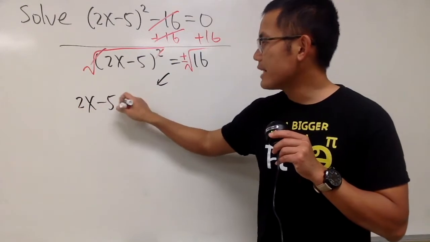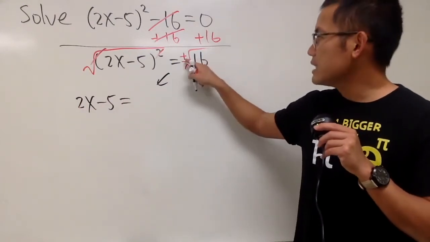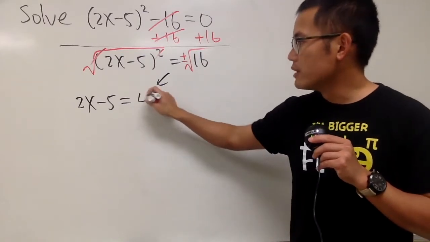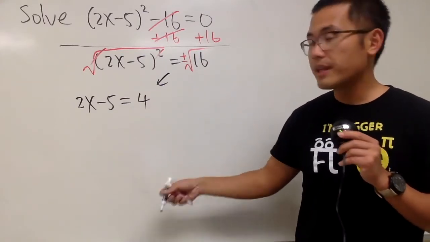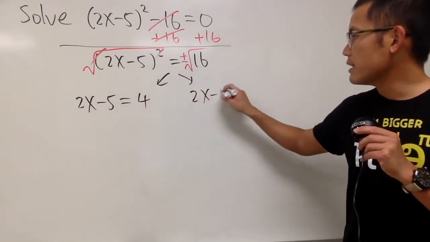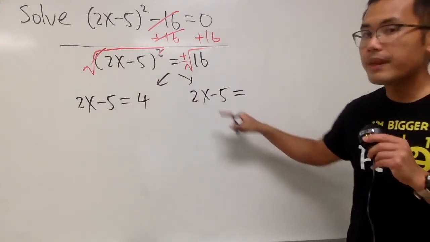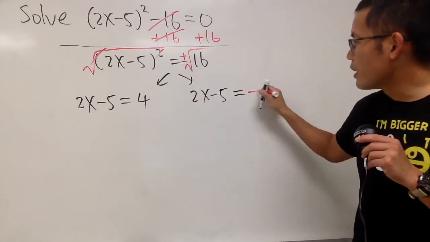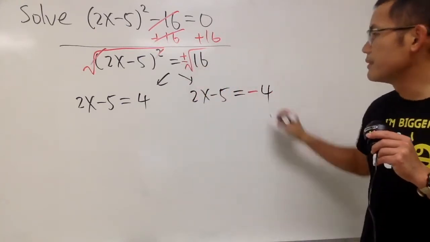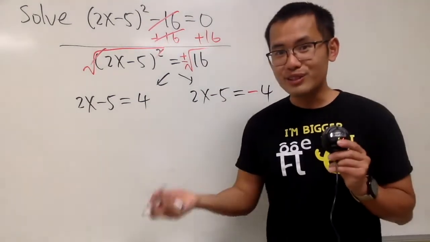2x minus 5, that's equal to positive square root of 16, and square root of 16 is equal to 4. So this is the first equation we have to solve. Secondly, we still write down the inside, 2x minus 5, and that's equal to, we have the negative right here, and you do the square root of 16, and again, that's 4. So just like this. And of course, you can just continue.